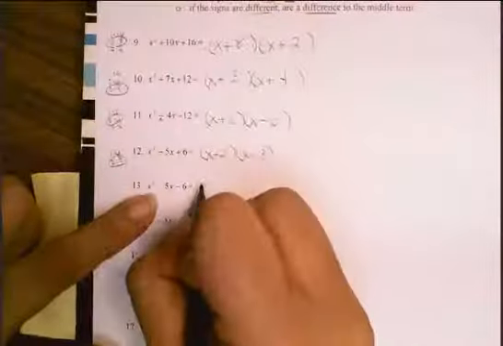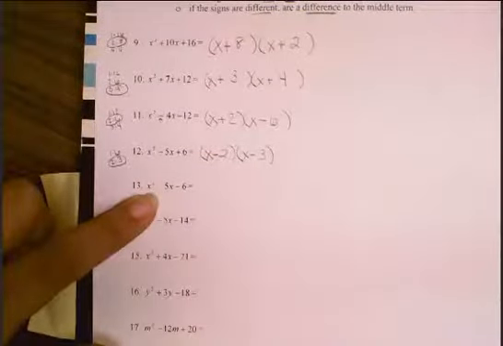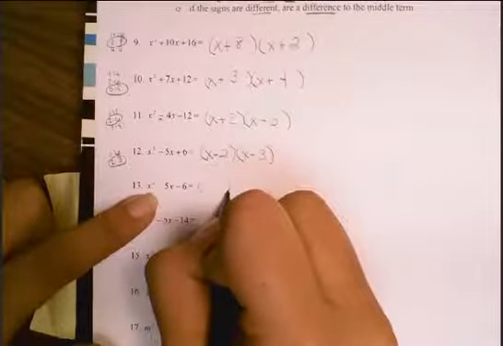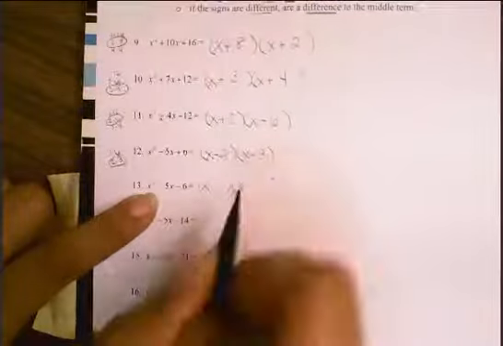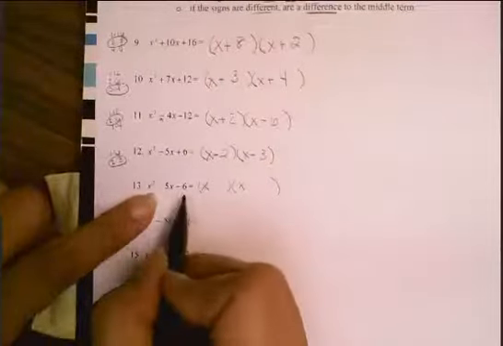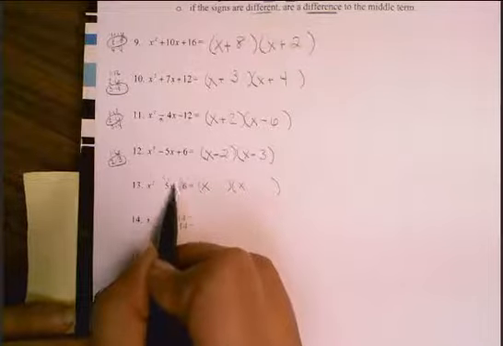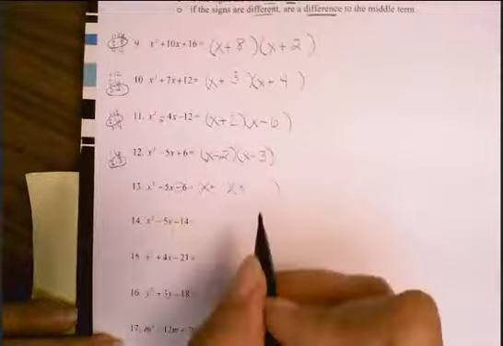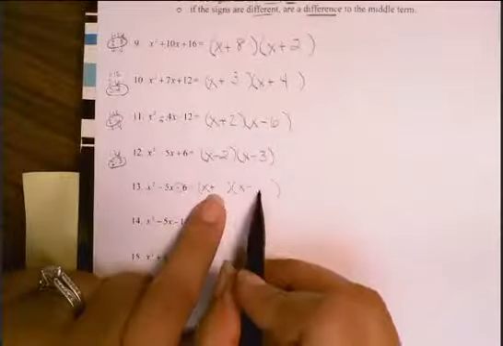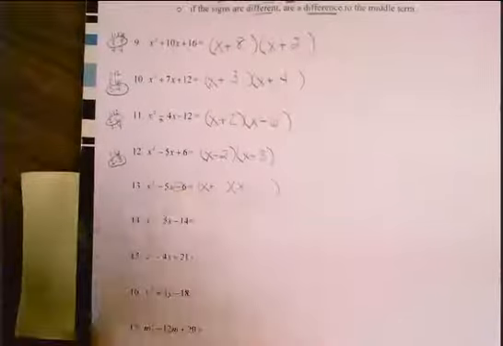Okay, number 13. Very similar to number 12, the only difference is this 6 has a negative instead of the positive. So again, we're going to start with our parentheses. We have x in the front. So we look at our signs. This sign right here in front of the third term is negative, which means that the signs must be different, because we must have a positive times a negative to get a negative third term.